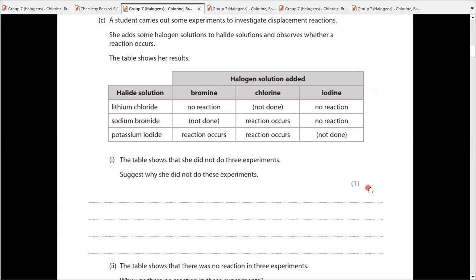The table, okay. Lithium chloride. So, sir, those are the solutions, and she added bromine, chlorine, and then iodine. Right. Okay. The table shows that she did not do three experiments. Suggest why she did not do them. Now, this is a question out of common sense. It's not a very difficult or hard question. It's simply common sense.